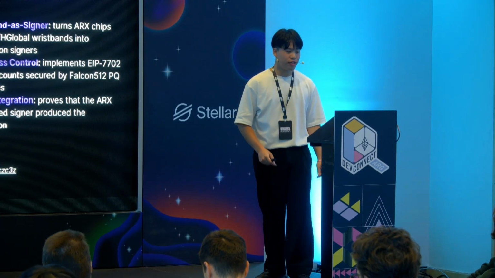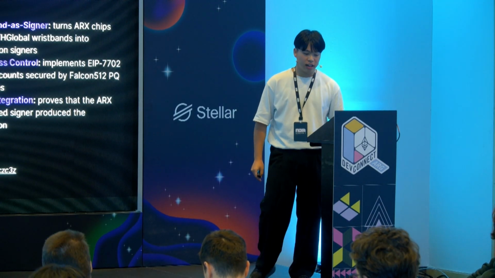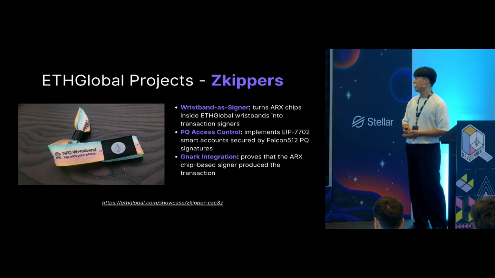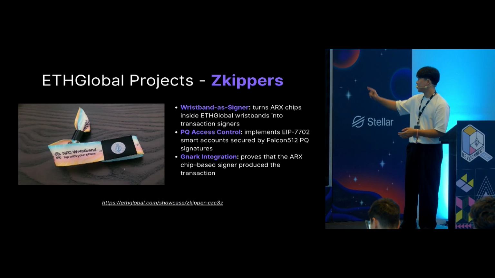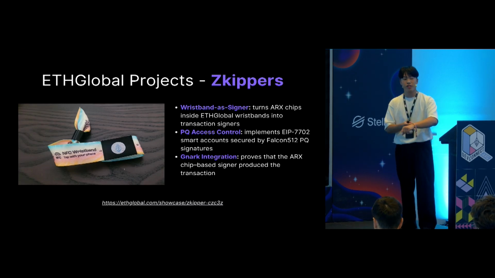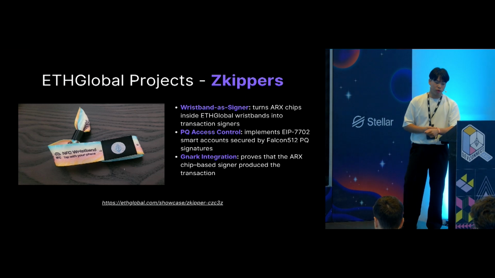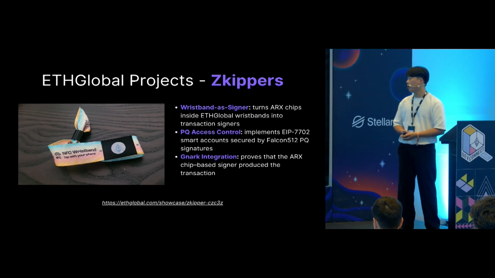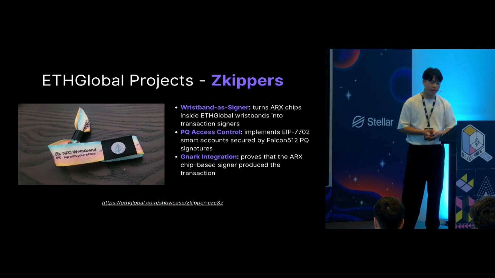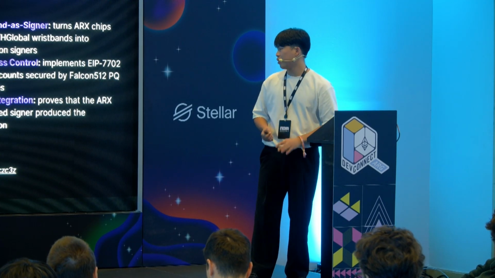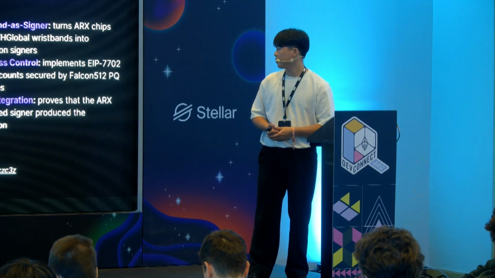Also, some cool stuff: the ZKNox team has built this project called Zkeeper, where they have several features, and I think each of them is very interesting. First, they have turned your ETH Global wristband into a signer, and then implement post-quantum access control with EIP 7702 to do so. And last but not least, they have a raw version of Noir integration, which is super cool.